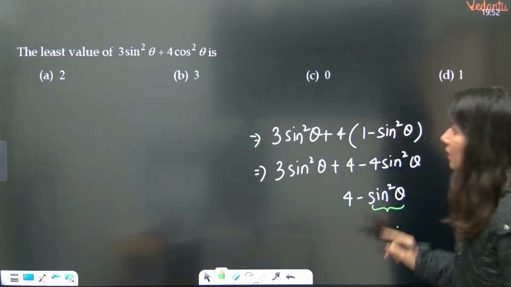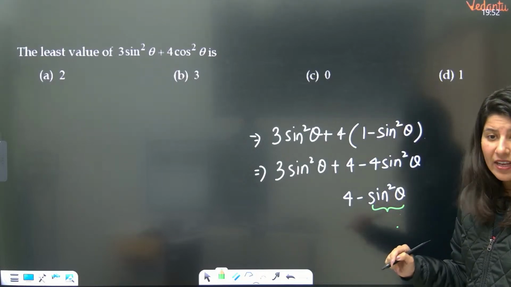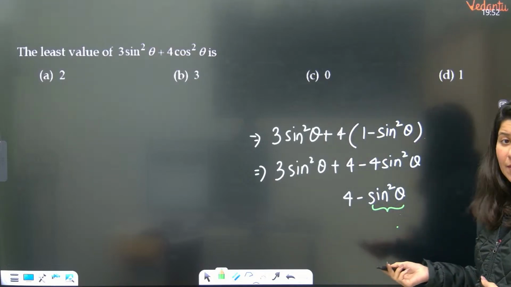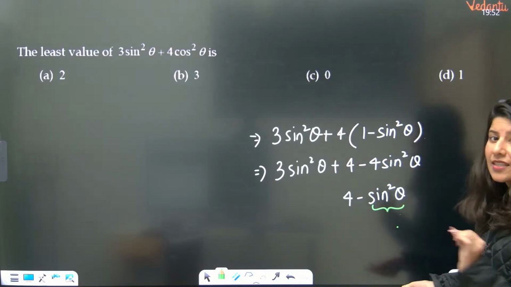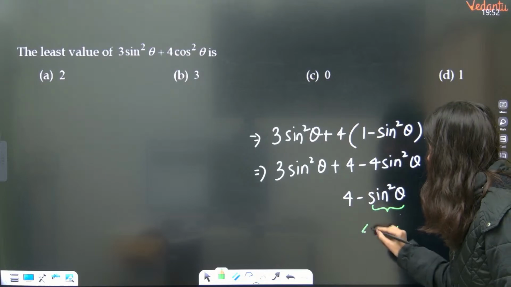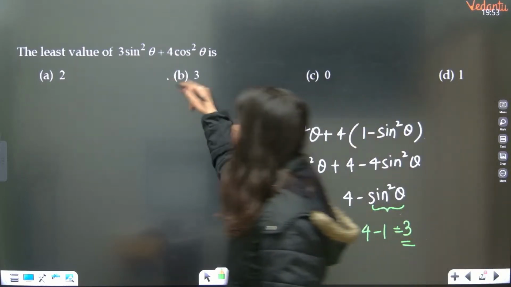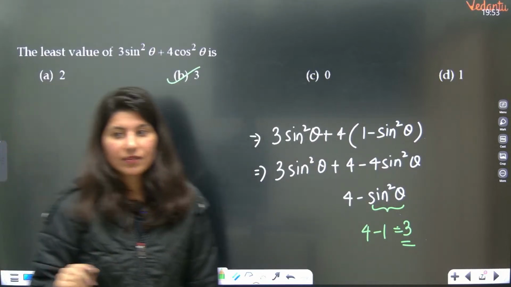So over here, sine square theta, now least value. Sine square theta minimum can be 0, maximum can be 1. Now the moment you put sine square theta equal to 1, 4 minus 1 you will get least value as 3. So the correct answer of this particular question is 3.